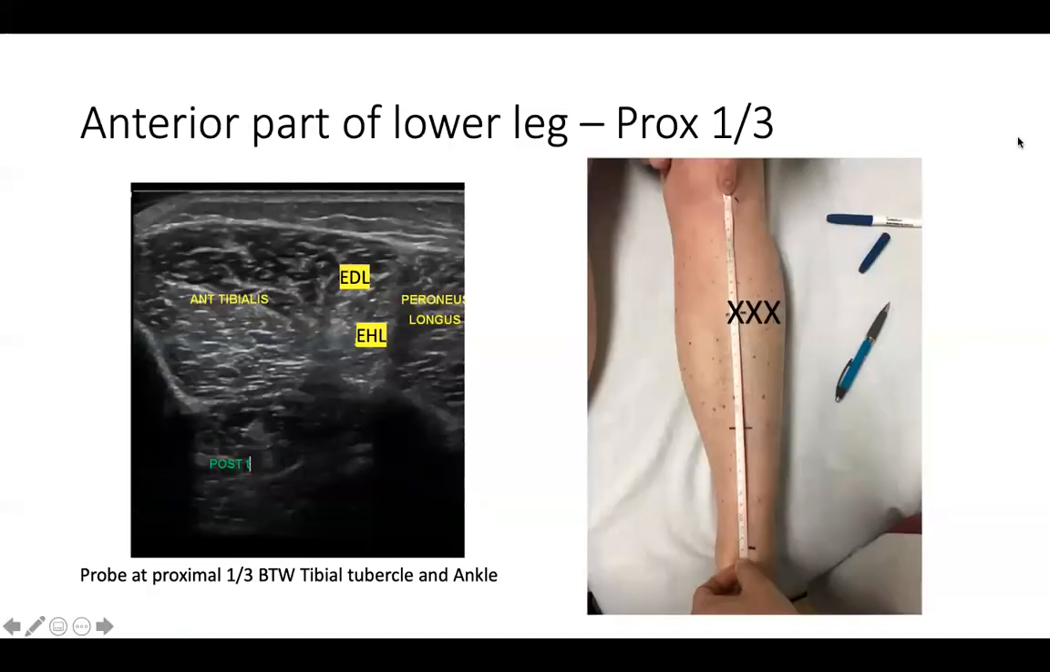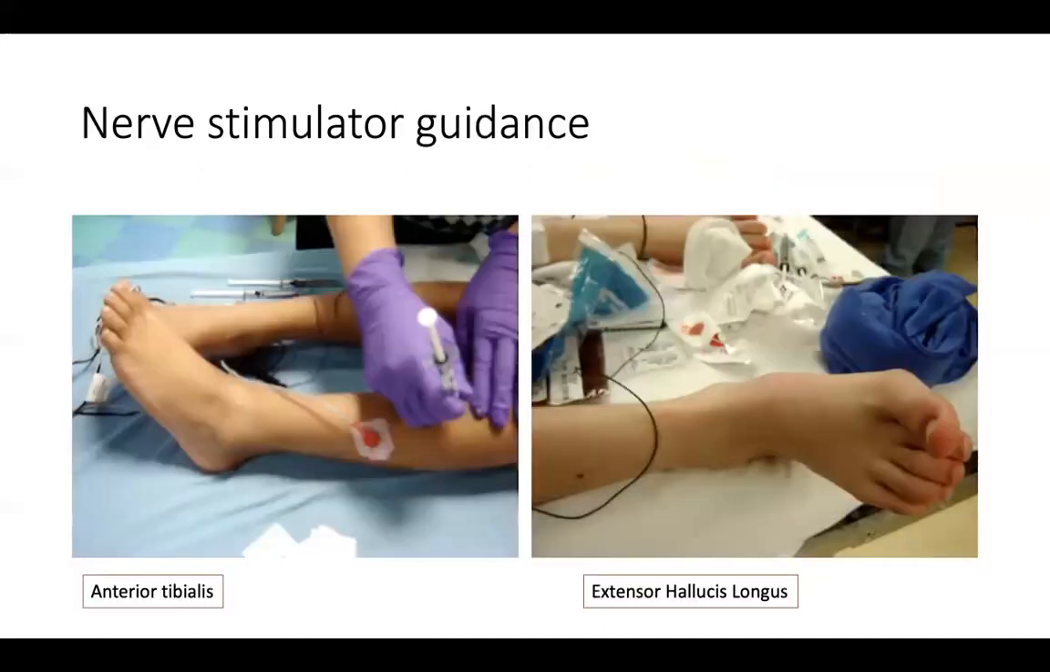So now I've scanned down to one third down from the knee. You can see a bigger anterior tibialis. Now the extensor digitorum longus, and underneath is the extensor hallucis longus. Underneath the extensor hallucis longus, actually, there is the anterior tibial artery and then the deep peroneal nerve. Anterior tibial artery, deep peroneal nerve, peroneus longus, and underneath is the superficial peroneal nerve.